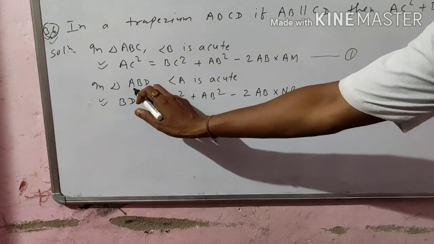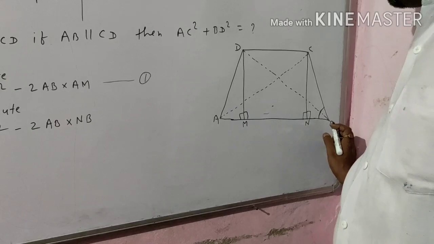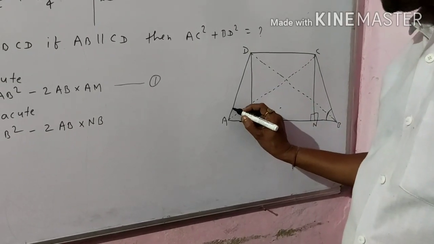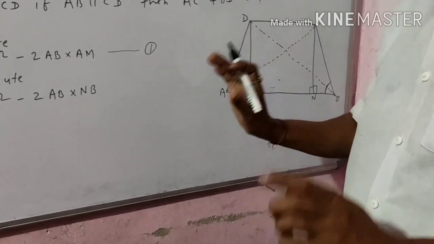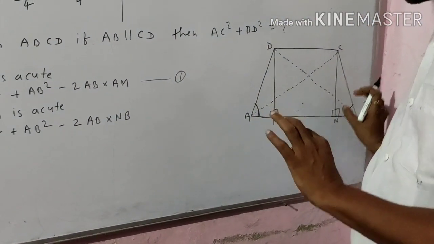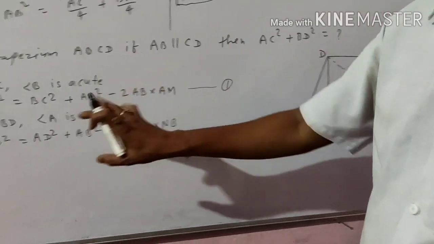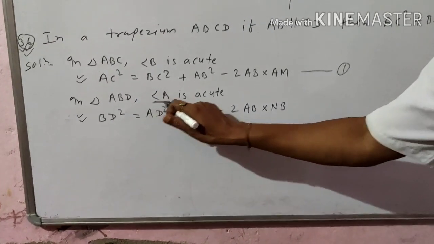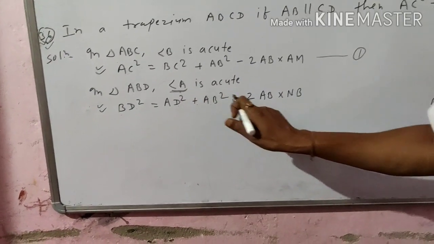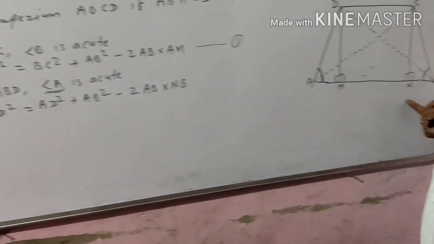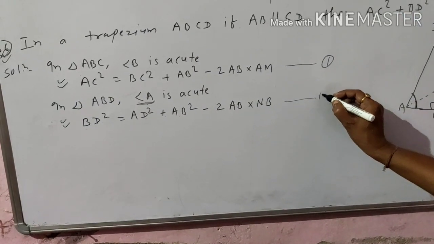Again, student, in triangle ABD, here angle A is the acute angle. That means you have taken two relations. First one is angle B is the acute angle, and second one is angle A is the acute angle. So here BD square is equal to AD square plus AB square minus 2AB into BN. Okay, so this is equation second.